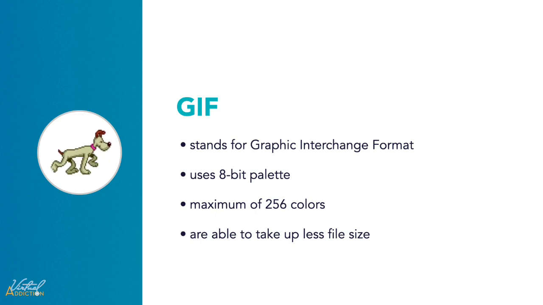GIF stands for Graphic Interchange Format, and due to the standards of this format, an animated GIF has to use an 8-bit palette. The palette size results in only having a maximum of 256 colors available for this image. So that means that most GIF images take up much less file size than other image formats. You will be somewhat restricted in your use of color. So when you use animated GIFs, you're going to want to think about image file formats that are going to look best with limited color palettes.